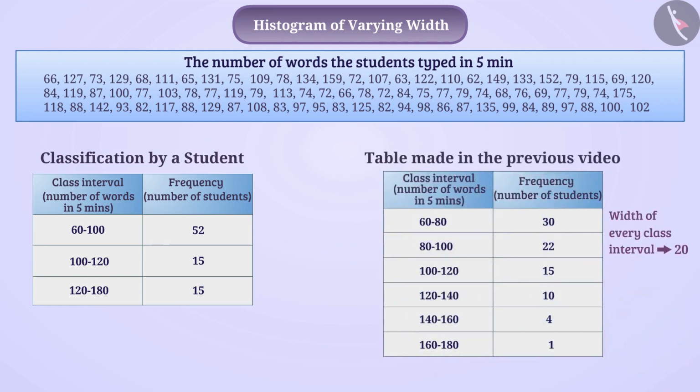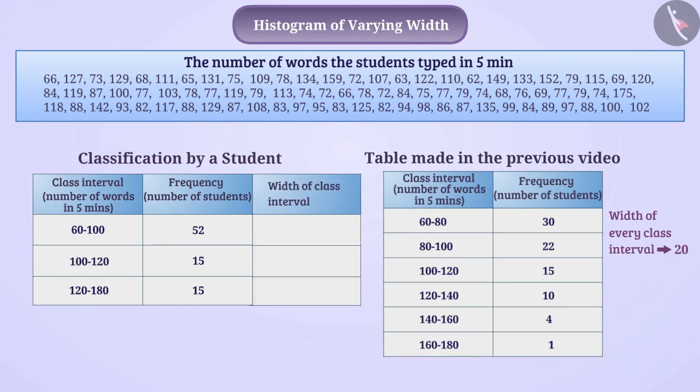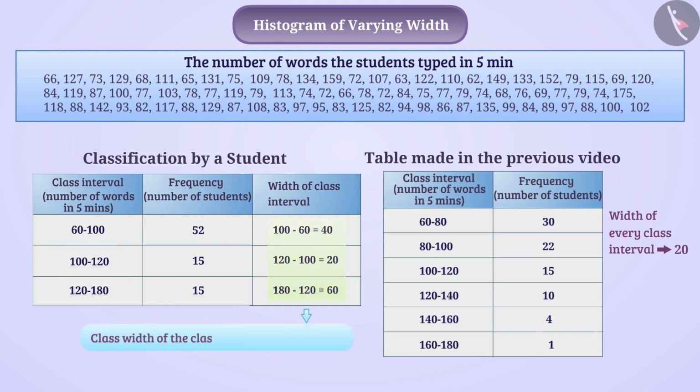No. Here we see that the class width of the first class interval is 100 minus 60 is equal to 40. The class width of the second class interval is 120 minus 100 is equal to 20. And the class width of the third class interval is 180 minus 120 is equal to 60. Thus, the class widths of the class intervals are different in this frequency distribution table.